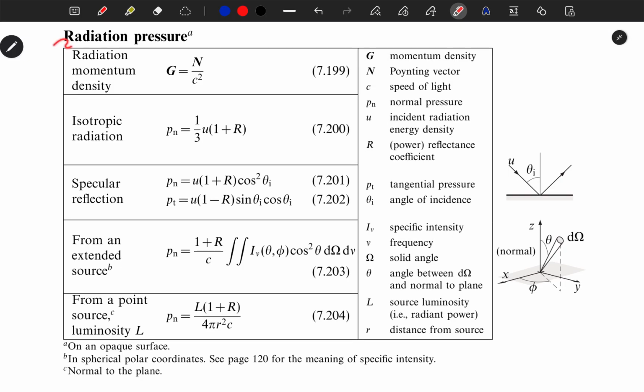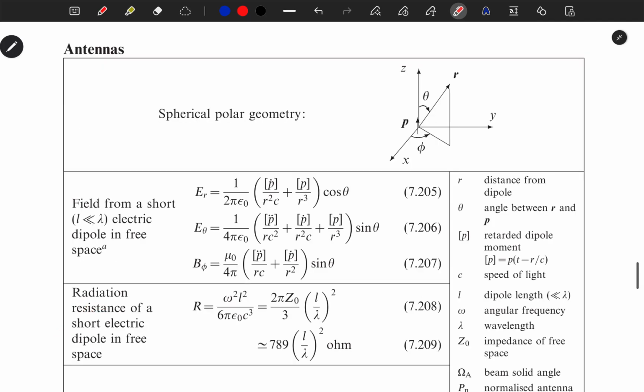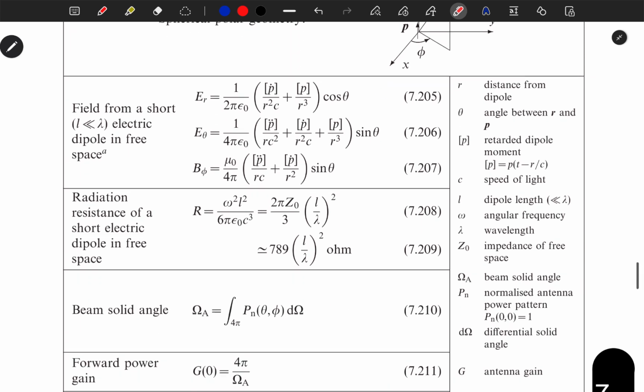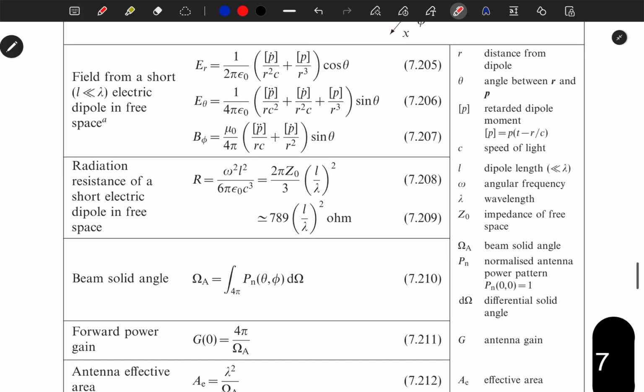So this is the radiation pressure. For radiation momentum density, isotropic radiation, specular reflection from an extended source, and from a point source, we have these formulas. For antennas, we have spherical polar geometry. So the field from a short electric dipole moment in free space, we have E_r, E_theta, E_phi as the following expressions.